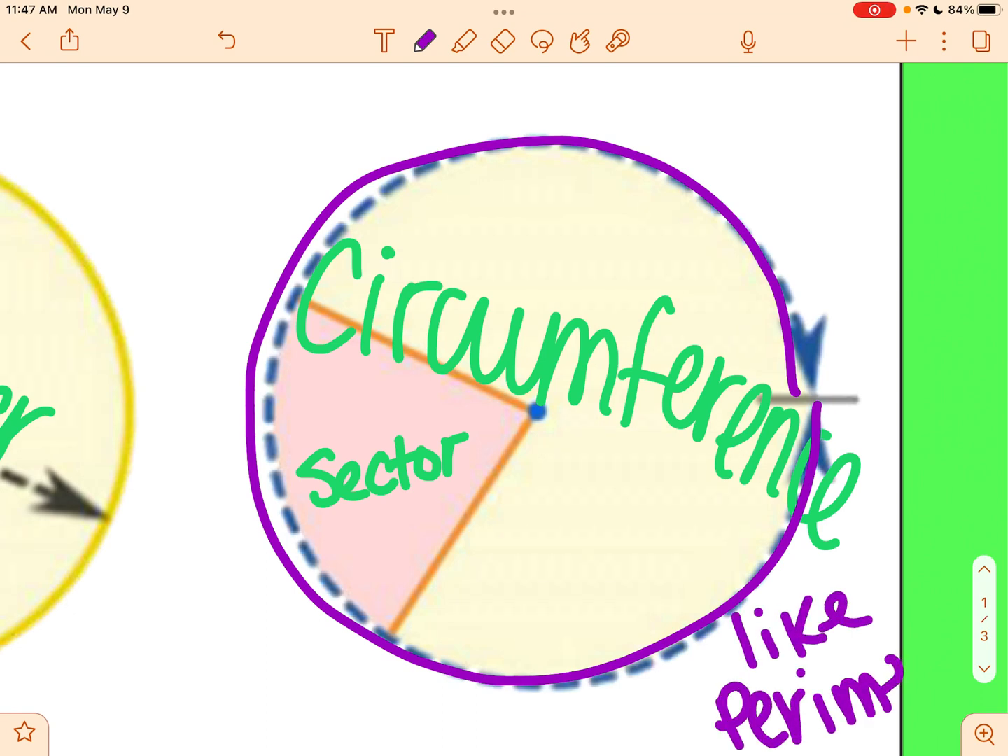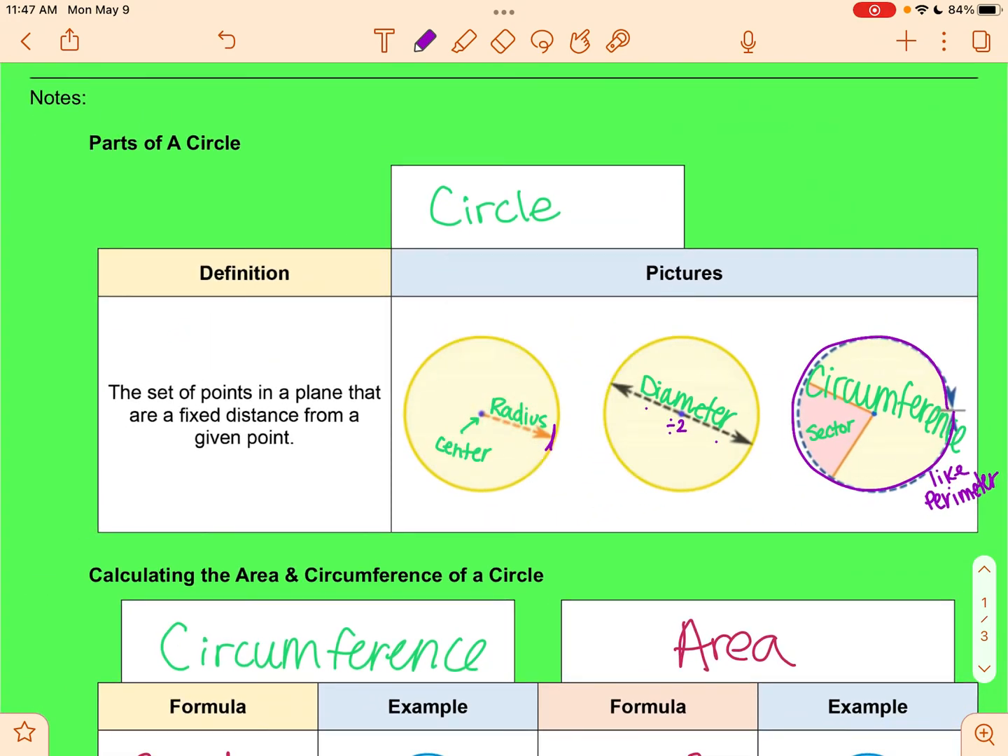And then the last thing we are going to talk about is a sector. And a sector is part of your circle. And it could be super tiny, it could be super big, depends on each one. Alright, so those are the different words that you will need to know for circles.